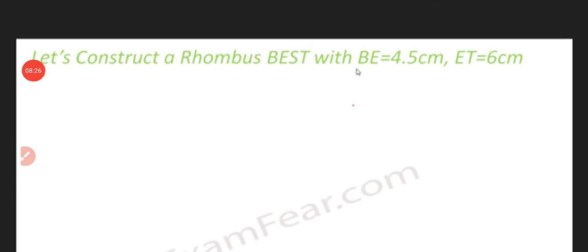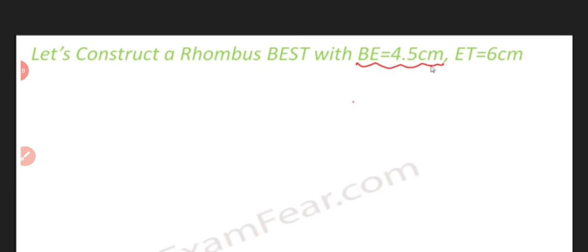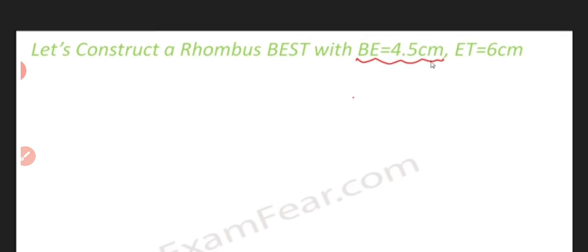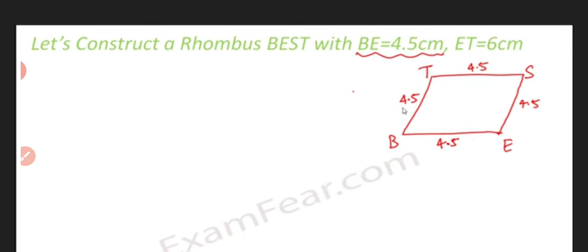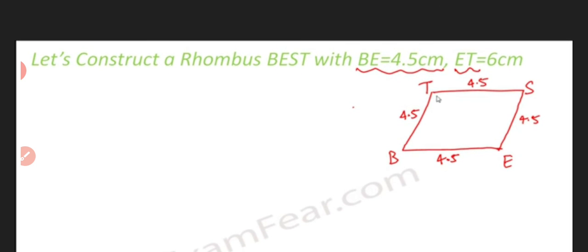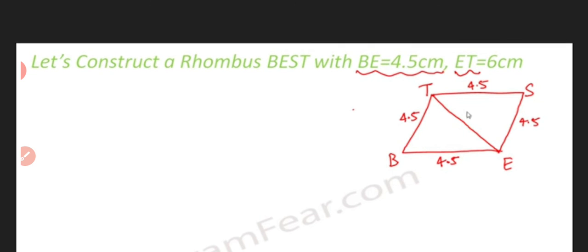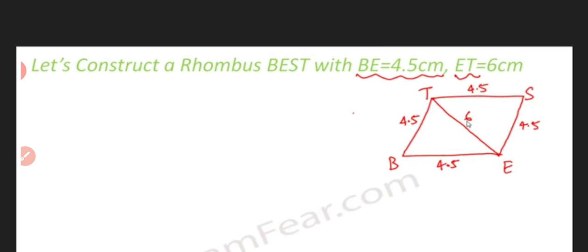Now let's take the second example. Construct a rhombus BEST with BE equal to 4.5 centimeter and ET equal to 6 centimeter. Now see here, it is construction of a rhombus, and if you know the property of a rhombus, then you can easily construct it. In a rhombus all the sides are equal in measure. So if BE is equal to 4.5, then BT is equal to 4.5, meaning all the sides are 4.5 and the diagonal is 6 centimeter.